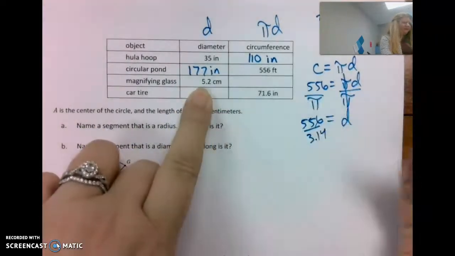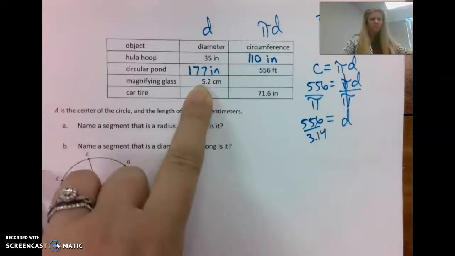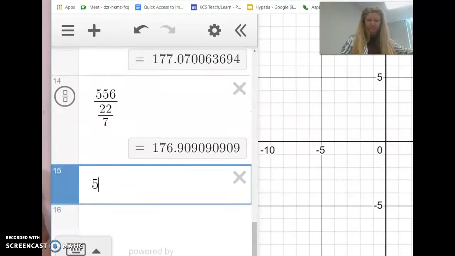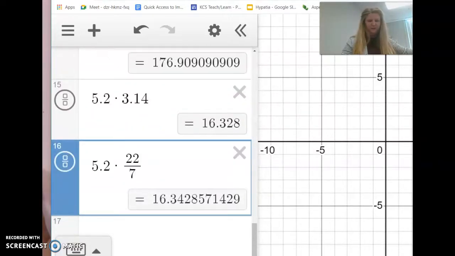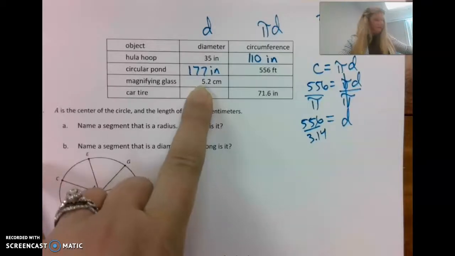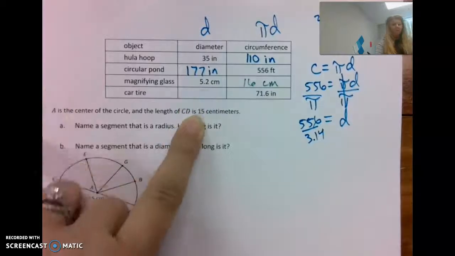So here, this is a decimal. It kind of makes me want to use 3.14. So we'll try that out on Desmos. 5.2 times 3.14. That looks pretty good. Let's just try the 22 over 7. I mean, I can see these are very similar. I'm just going to say 16. I'm going to round to the whole number on these. Nothing's telling me to do that. I'm just making a choice about it.